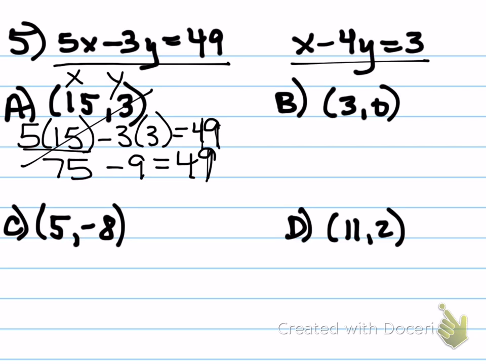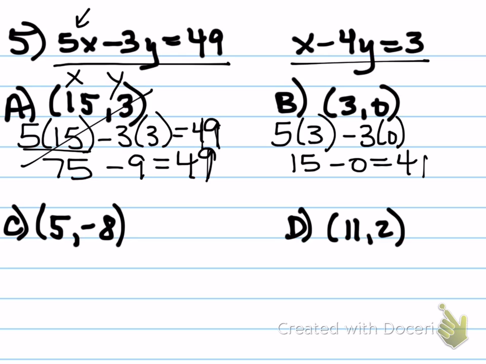5 of the first thing, right? 5 times x means 5 of the first thing. So 5 times 3, take away 3 of the second thing. Well, this is pretty easy mental math. This gives us 15 minus 0. It's supposed to equal 49 according to the first equation. Definitely doesn't. We're out on B.